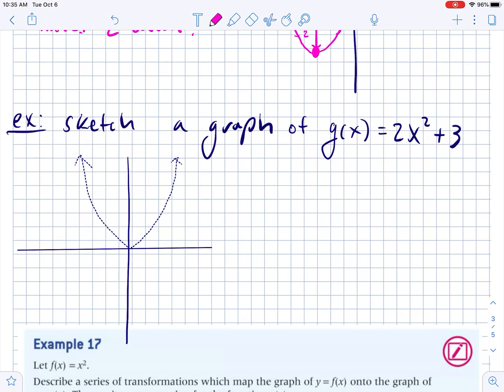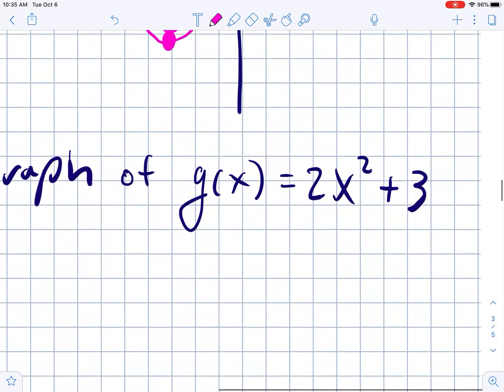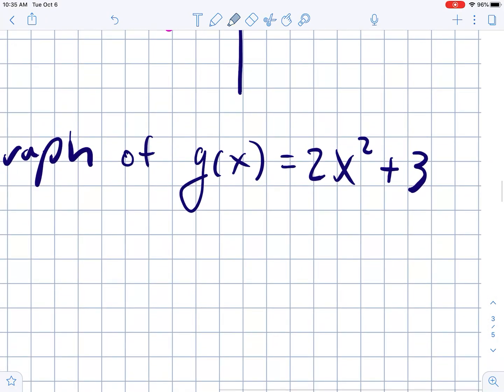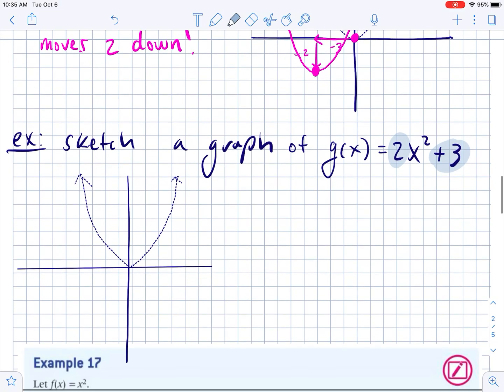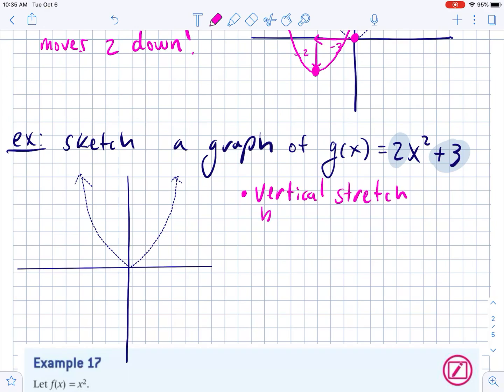Next one, sketch a graph of g of x. Okay, so same thing again, but we have a couple different transformations going on here. I see a 2 being multiplied on the outside of the function, and I see a +3 also on the outside of the function. So, similar to last time, this is going to be a vertical stretch by a factor of 2. That's because of this 2 on the outside right here that's getting vertically stretched.